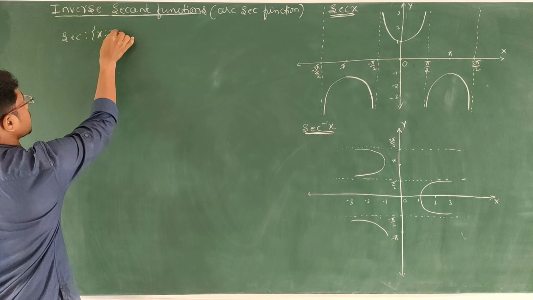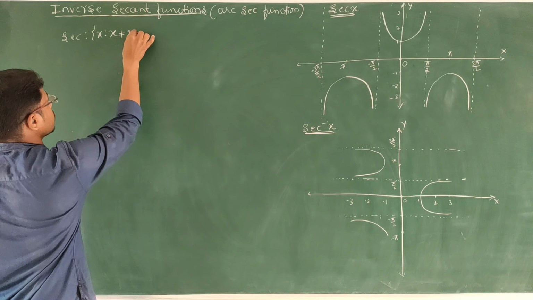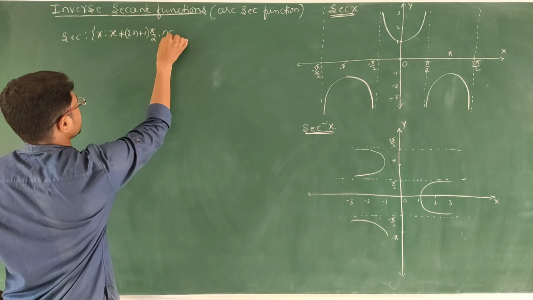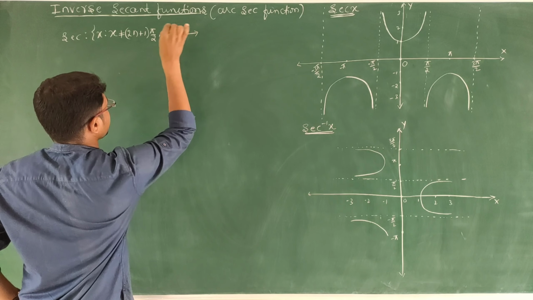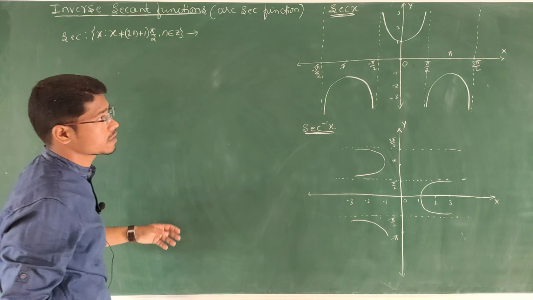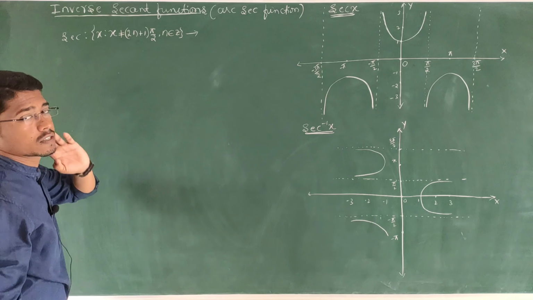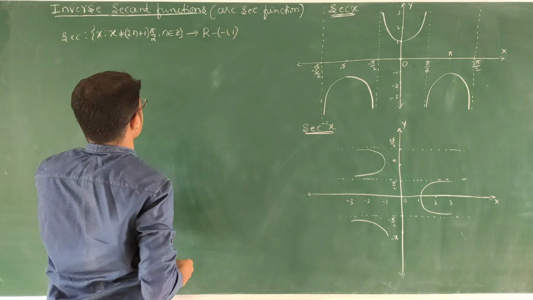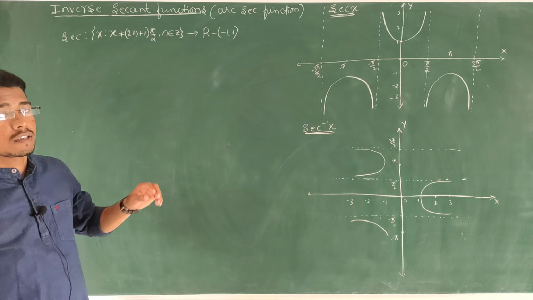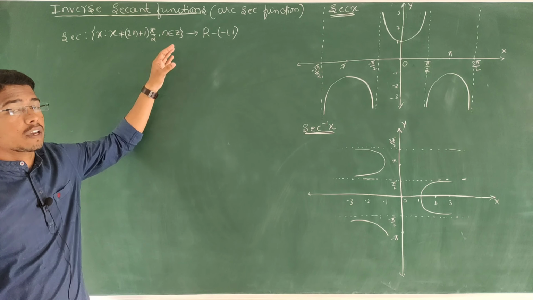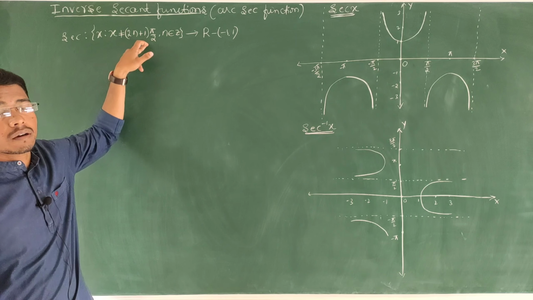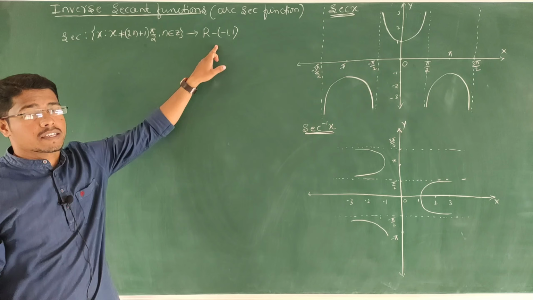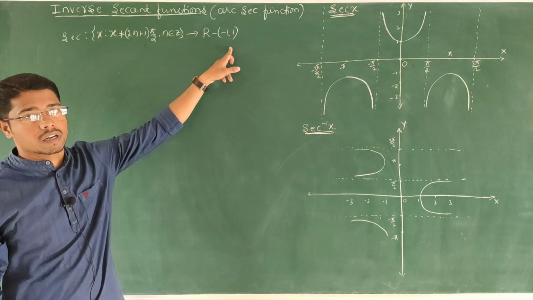x such that x is not equal to (2n plus 1) pi by 2, where n belongs to Z, to R minus of (minus 1, 1). So this means the sec function is not defined at odd multiples of pi by 2, and it gives the values except (minus 1, 1).